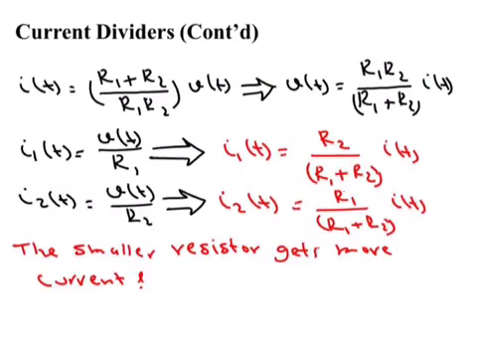If R1 is big, it's going to get little current. It is opposite to the voltage division ratio. In voltage division, the higher the value of the resistance, the higher the voltage it is going to get. Here, the higher the value of the resistance, the more resistance it represents to the current, and then the current would flow in the smaller resistance value. So this is very important to remember: the smaller resistor gets more current, because the current is inversely proportional to the value of the resistor.